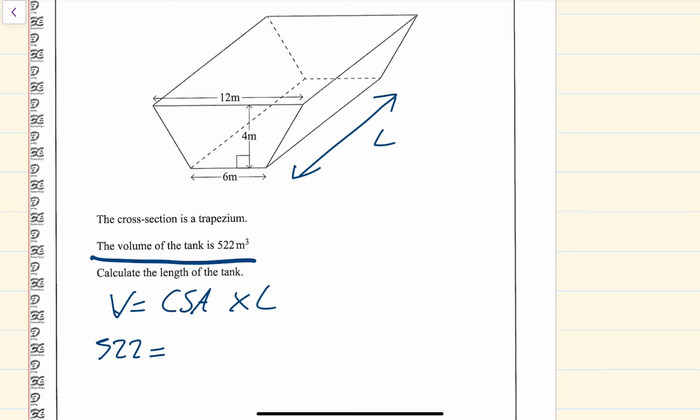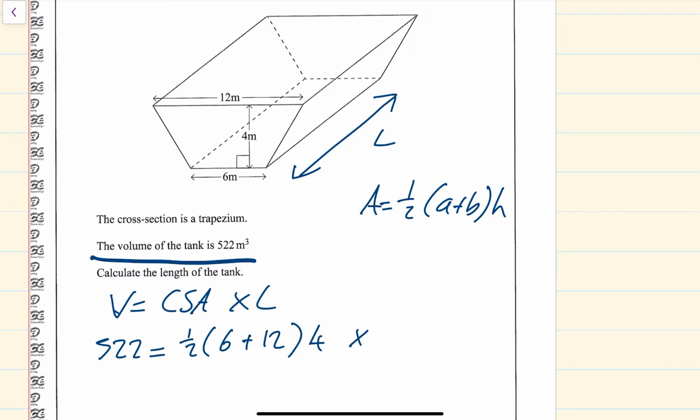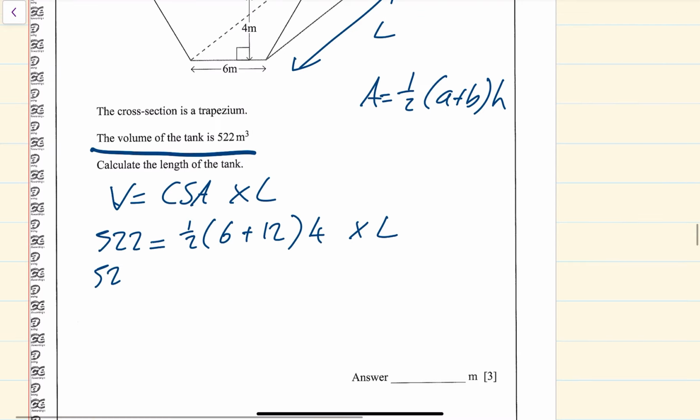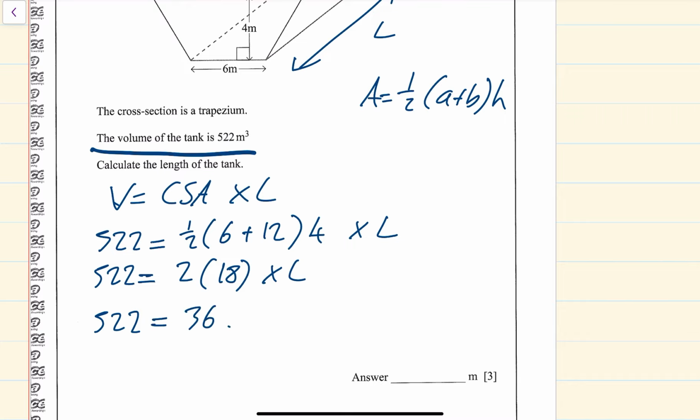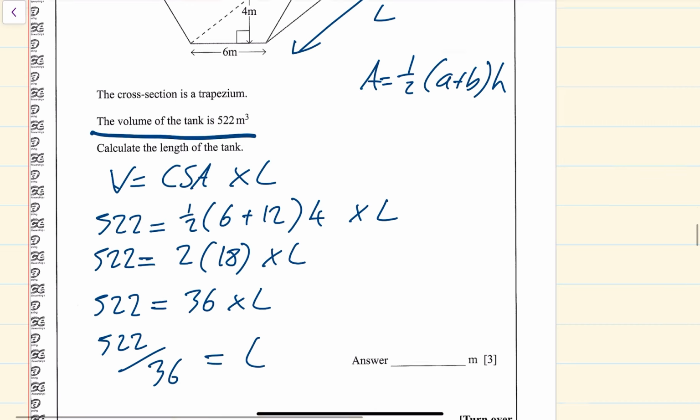522 is the volume. The cross-sectional area, it's a trapezium, everybody's favourite, a half a plus b times h. Let's just do that. It's a half. My parallel sides are 6 plus 12, and my h is 4, and that's times my l. Let's just tidy this up. It's a bit of a mess. A half times 4 is just 2. 12 plus 6 is 18. 522 is equal to, that's going to be 36 times L. 522 divided by 36 is equal to L.